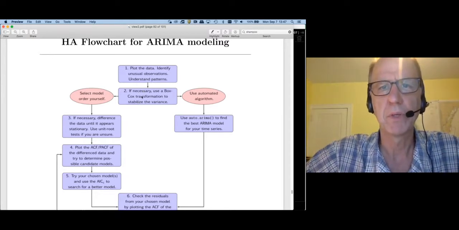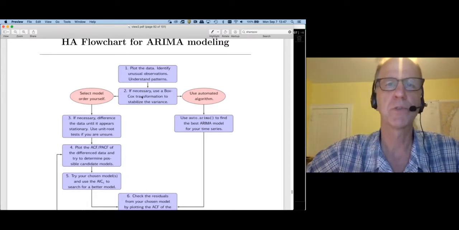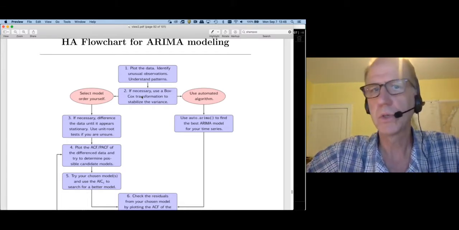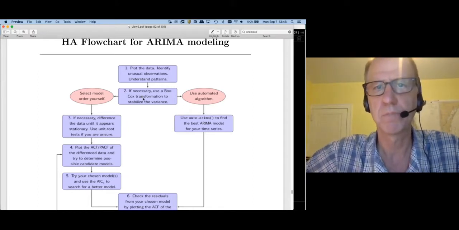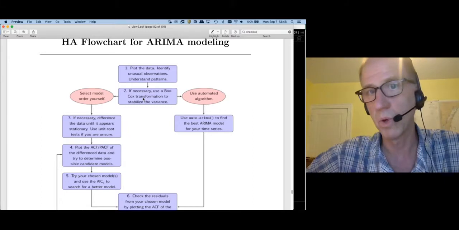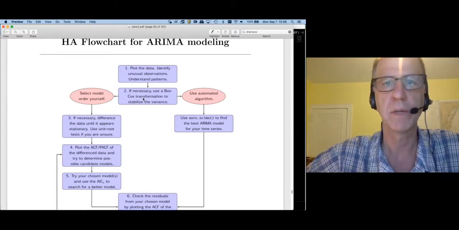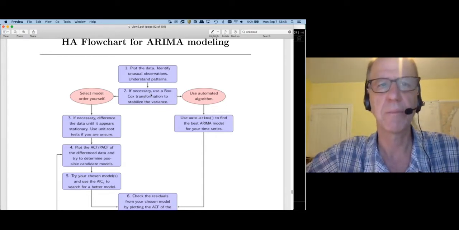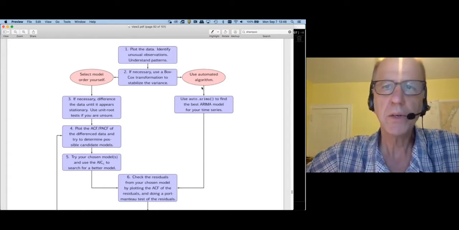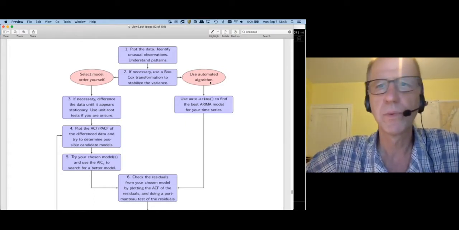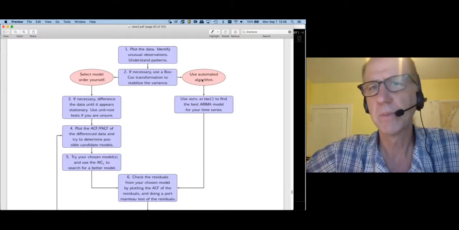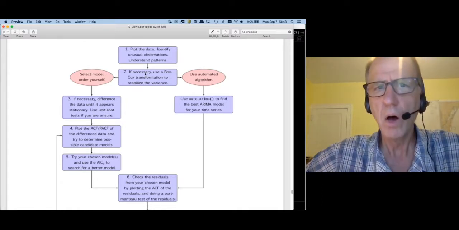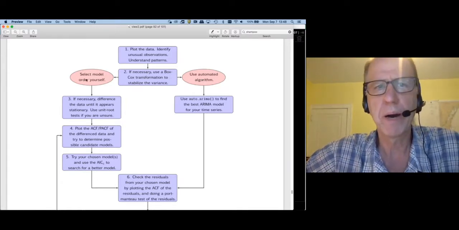The next step is we're going to use a Box-Cox transformation to stabilize the variance. This could also be used to turn exponential trends into linear trends. So remember that if you have an exponential trend and you log it, all of a sudden you have a linear trend in the log data. So we'll be taking some Box-Cox transformations as the second step. The third step is to either use an automated algorithm for choosing an ARIMA model. This algorithm is very similar to the stepwise regression algorithm that you learned back in the regression class. Alternatively, you might want to build a model by yourself.